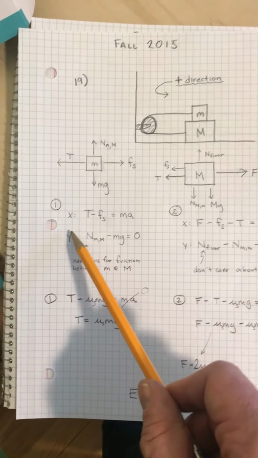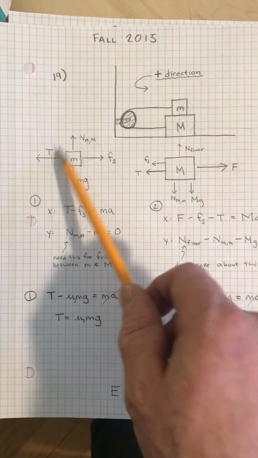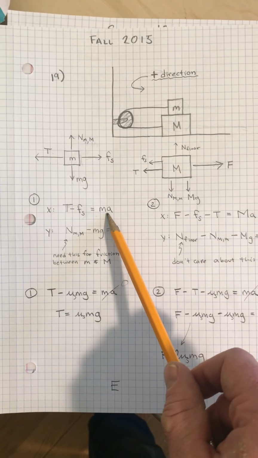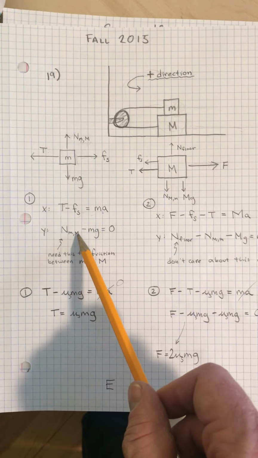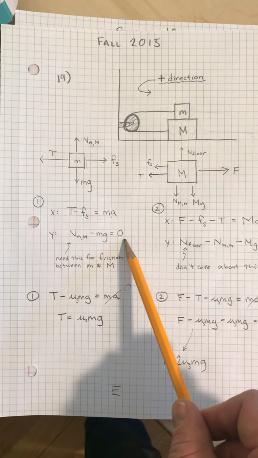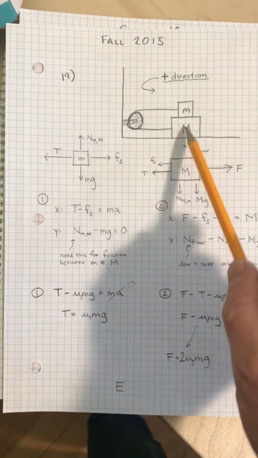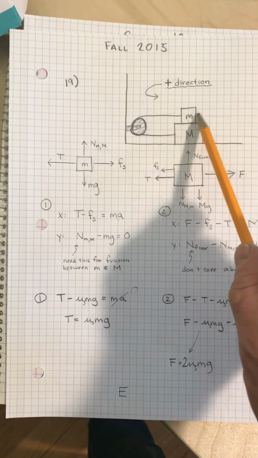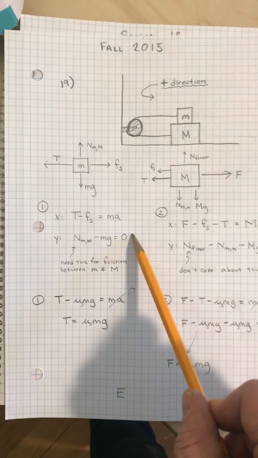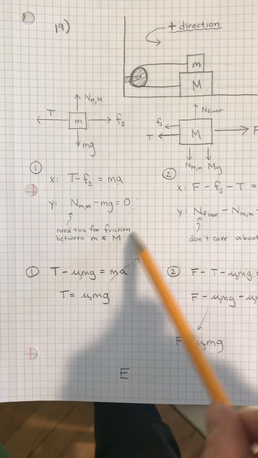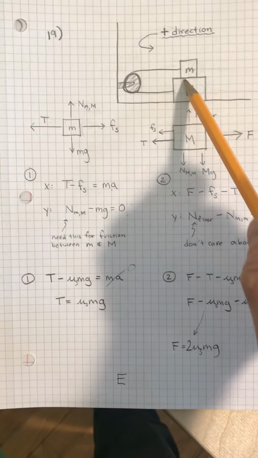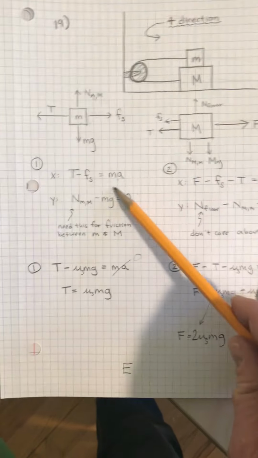So if I write the two equations for this free body diagram, I have that T minus f sub s equals ma. And if I write the y one, it's that N m comma M minus mg equals 0. In other words, the normal force of capital M against lowercase m is going to be equal to mg. Now for friction, that is the one we care about because we need that normal force. That's the normal force at this interface.